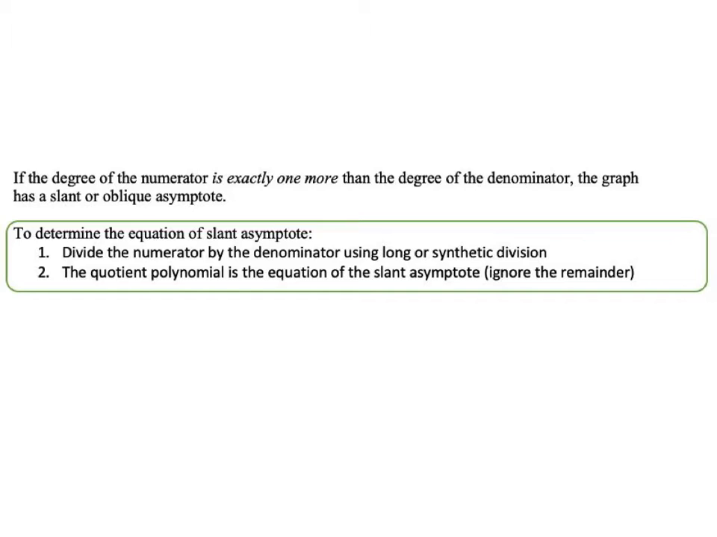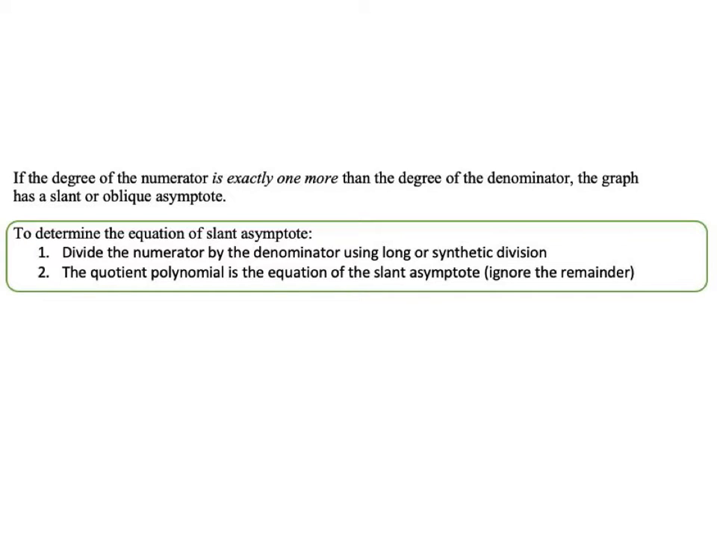So first of all, let's identify when this happens. It happens in a rational function when the degree of the numerator is exactly 1 more than the degree of the denominator. And to determine this equation, you have to divide the numerator by the denominator using long or synthetic division. And remember, synthetic only works if you have a linear divisor in the form of x minus c. So the quotient polynomial is the equation of the slant asymptote, and you need to ignore the remainder.